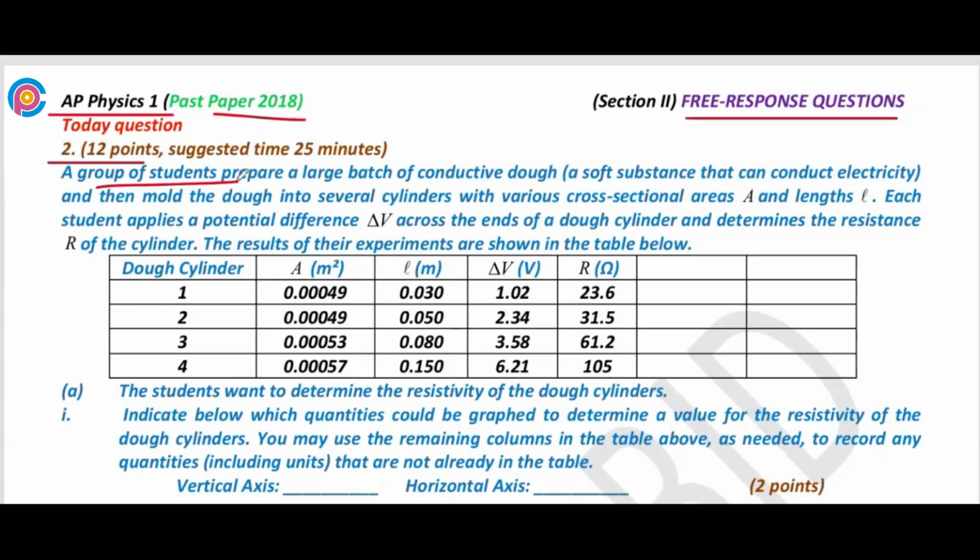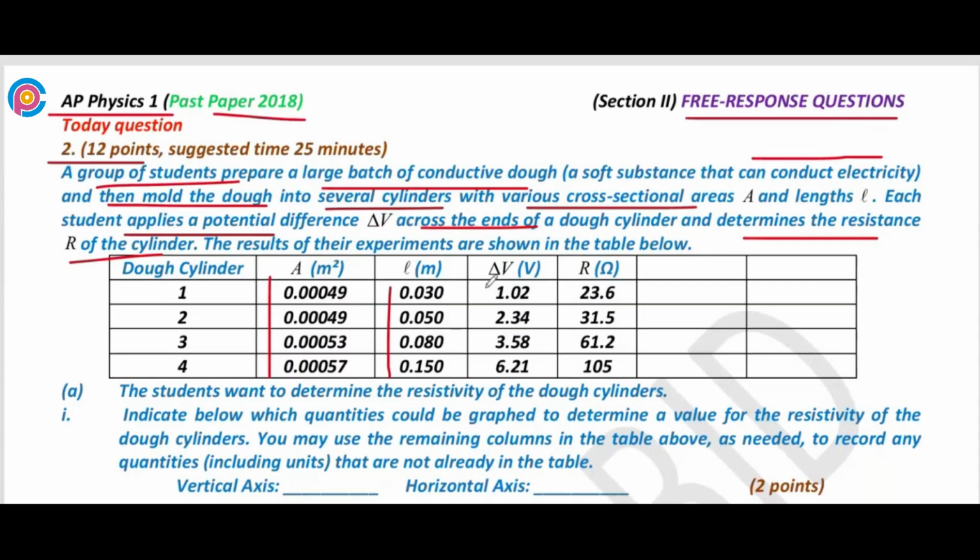In this question, a group of students prepare a large batch of conductive dough, a substance which can conduct electricity, and mold the dough into several cylinders with various cross-sectional areas and lengths. Each student applies a potential difference delta V across the ends of the dough to determine the resistance of the cylinder. The results of the experiment are shown in the table. There are various cross-sectional areas and different lengths, the potential difference applied across the dough, and here is the calculated resistance value.